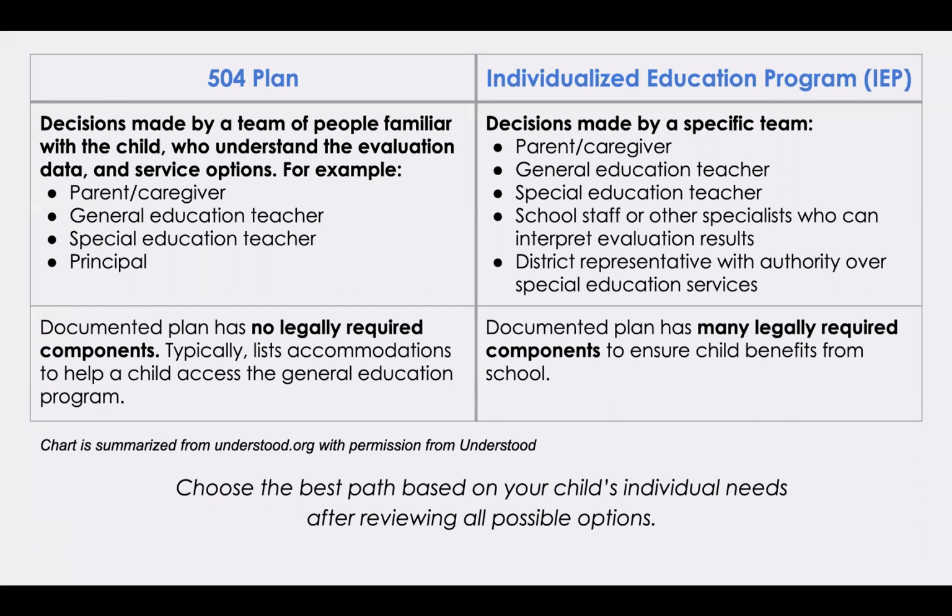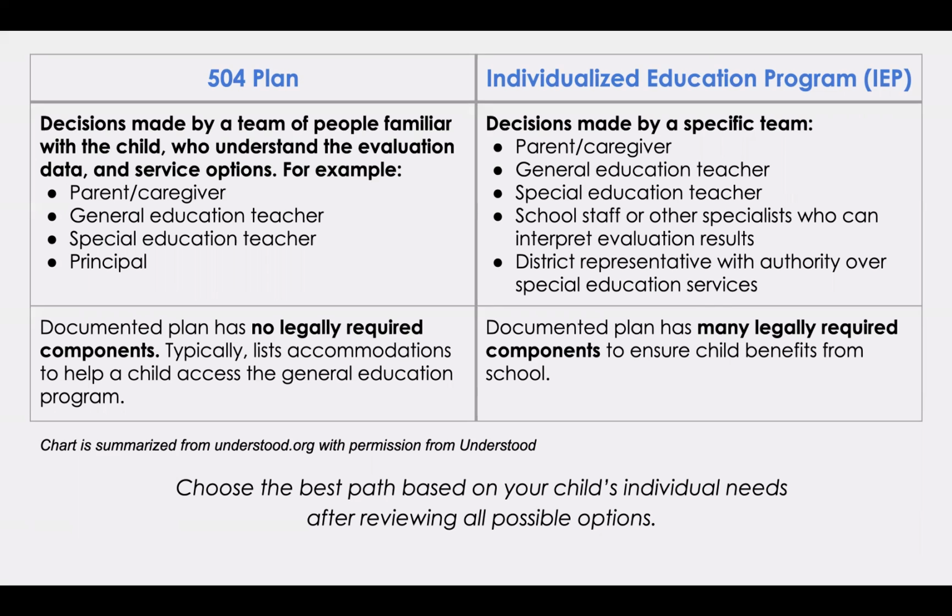Under the 504 plan, decisions are made by a team of people familiar with the child who understand the evaluation data and the service options. For example, the parent, the general education teacher, special education teacher, and the principal. Under the IEP, the decisions are made by a specific team that includes parents, general education teacher, special education teacher, school staff, or other specialists who can interpret the evaluation results, and a district representative with authority over special education services.